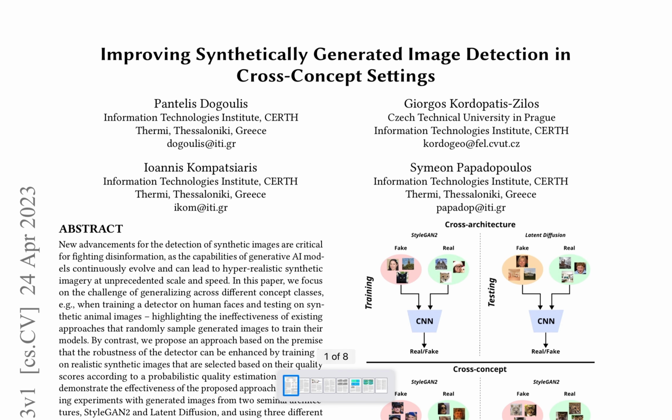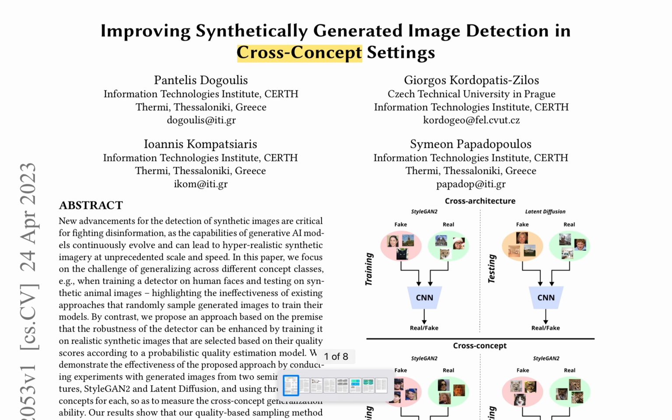A couple of keywords I'd like to highlight right before we jump in. So it's cross-concept settings. Let's see if they elaborate more on that, what exactly that means and everything.